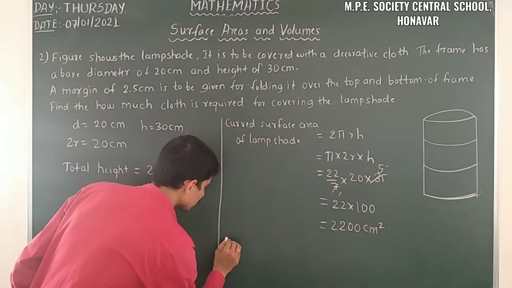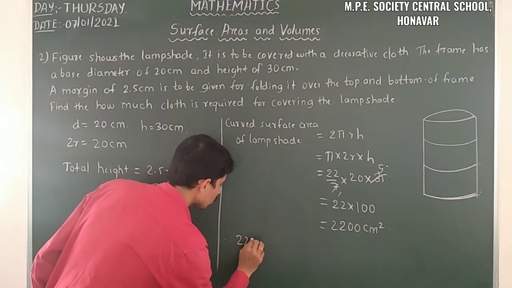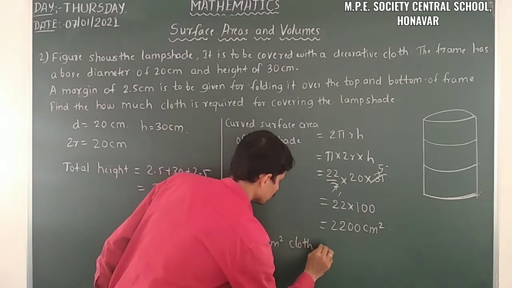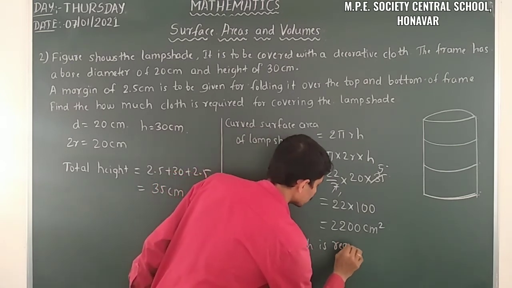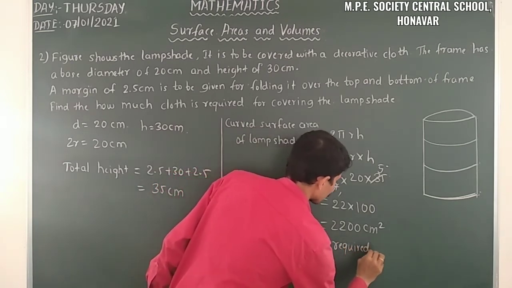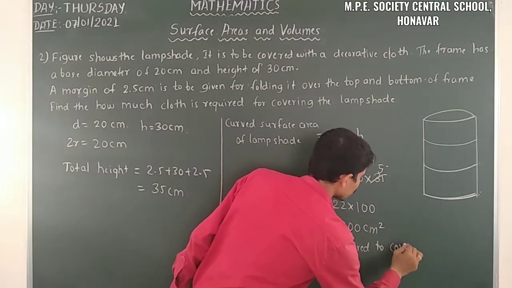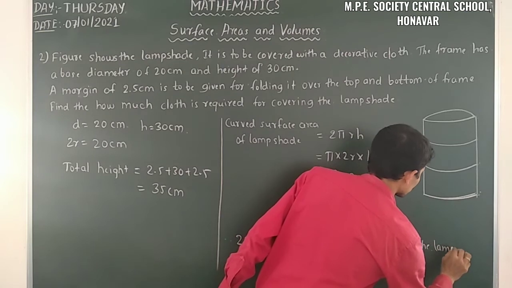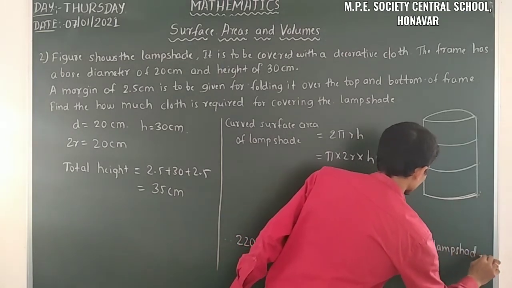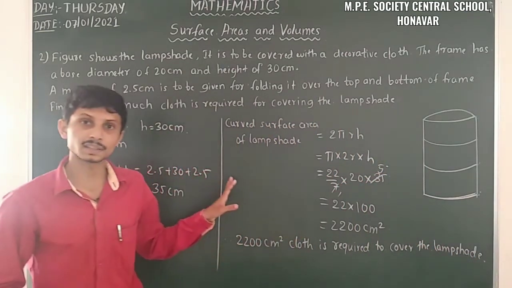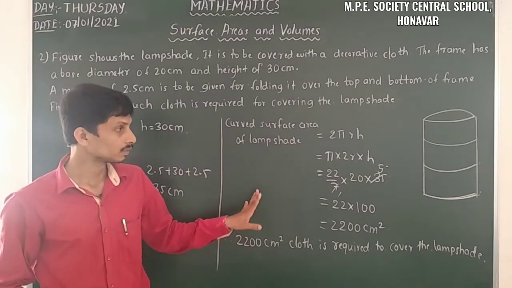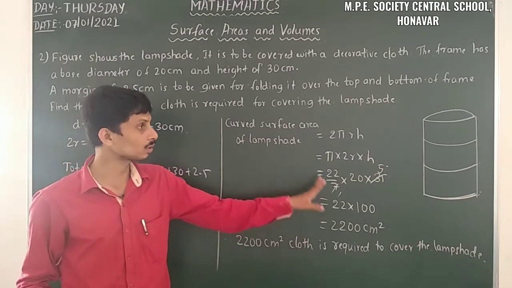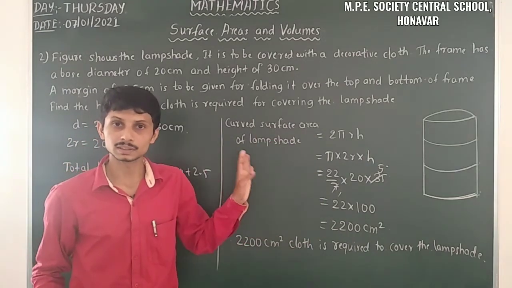That is, therefore, 2200 centimeter square cloth is required to cover the lampshade. Yes, so this is the thing. Here we need 2200 centimeter square cloth to cover that lampshade.